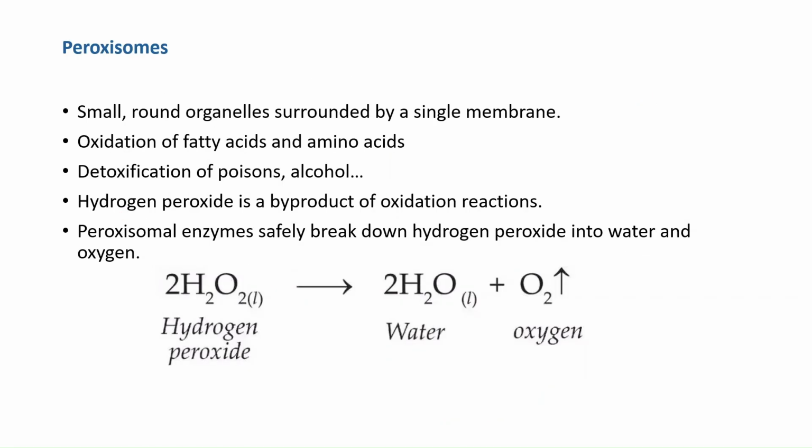Another organelle, that's another vesicle, although this time it's only a single membrane, is the peroxisome. It has a number of functions. It oxidizes fatty acids. Fatty acid metabolism is a little bit complicated, and amino acids. It detoxifies poisons. It detoxifies alcohol. Have you ever wondered why it's bad to drink too much?